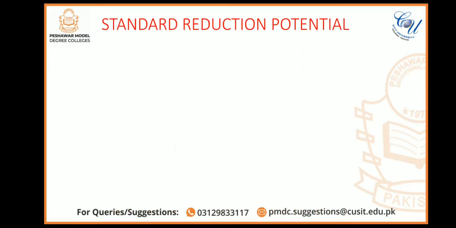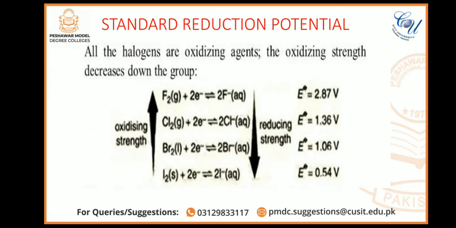The oxidizing power of halogens can also be measured from their standard reduction potential, which shows that fluorine is the best oxidizing agent because it has more reduction potential, that is, more ability to gain electrons.